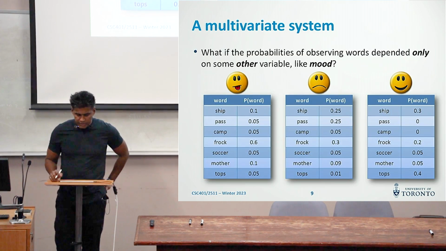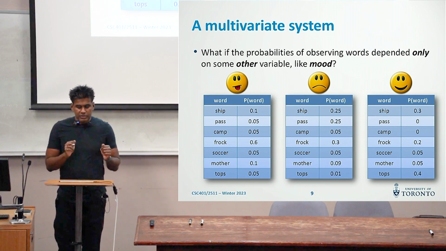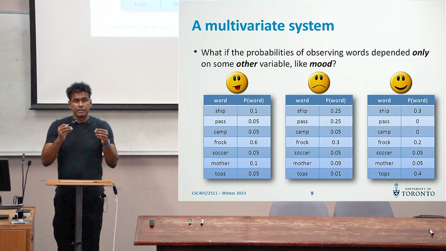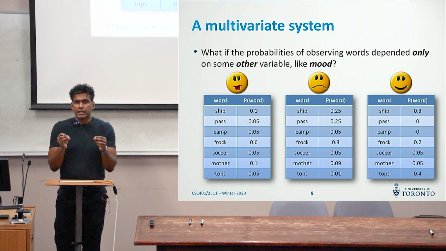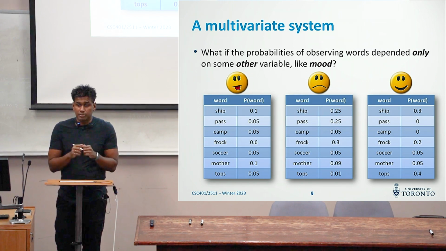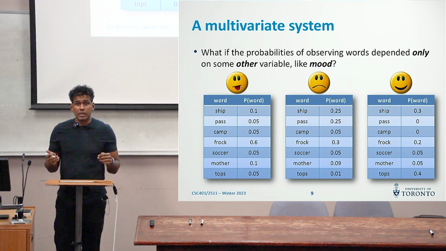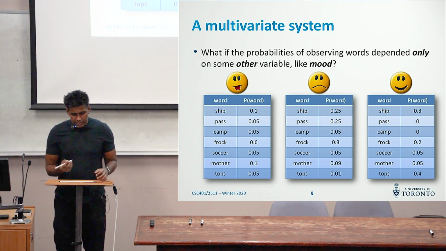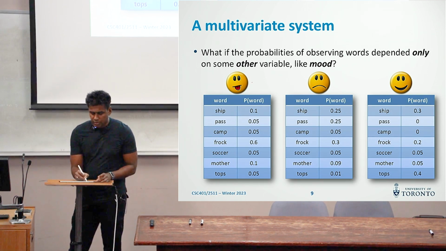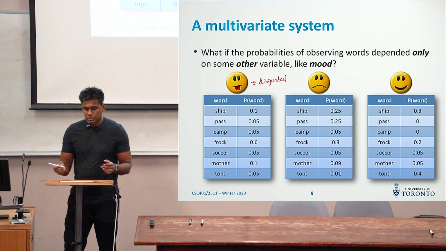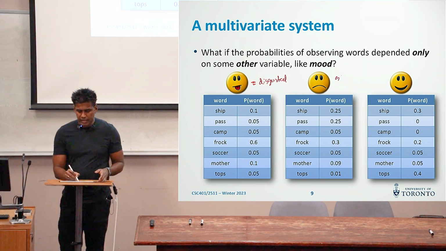Now, what if the probabilities of whatever we're observing on the surface actually depend on an underlying hidden state? Then it would be a multivariate system. In our running example, we have 3 different moods, and the moods will be our hidden state. We denote this emoji as the disgusted state, and the other 2 are self-explanatory: this is sad, and this is happy.